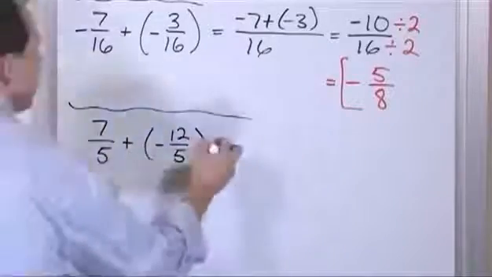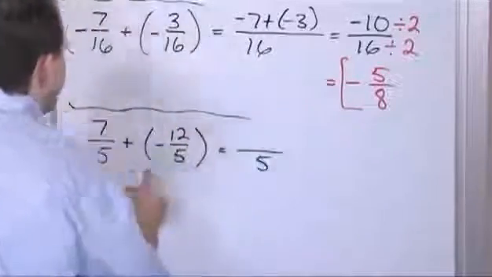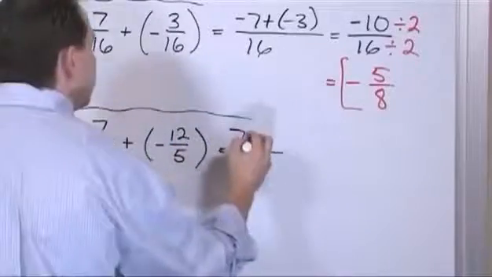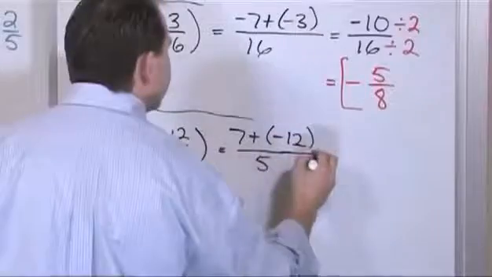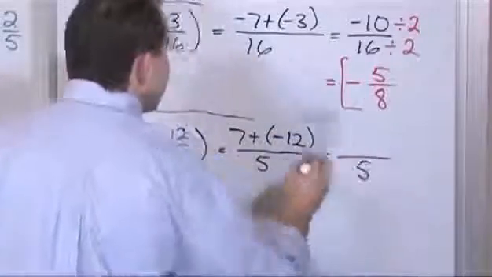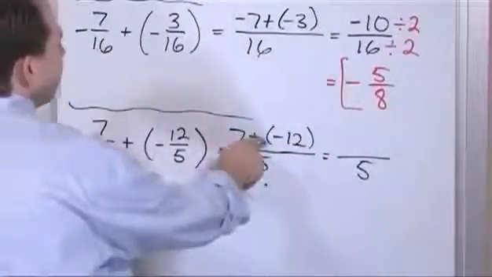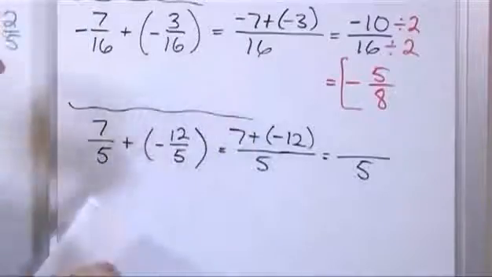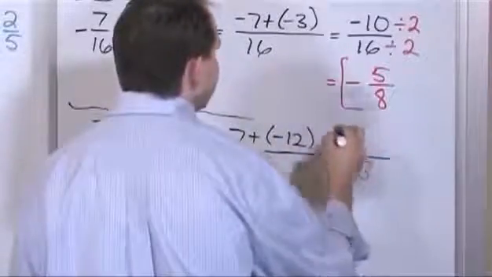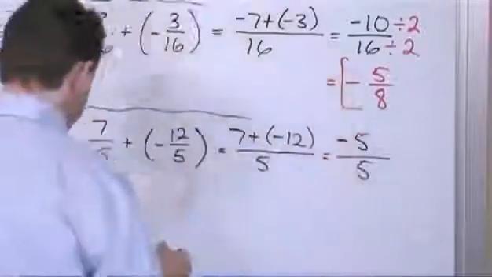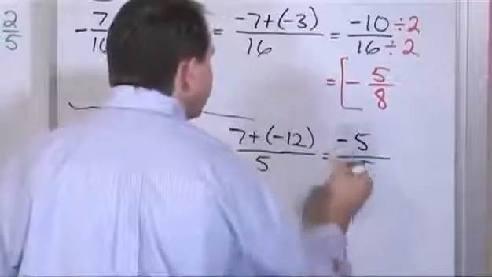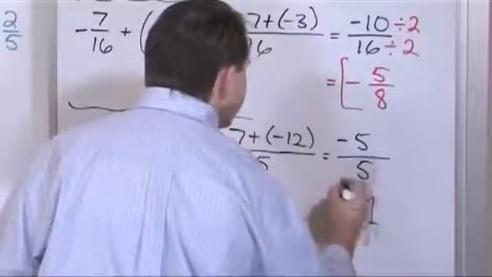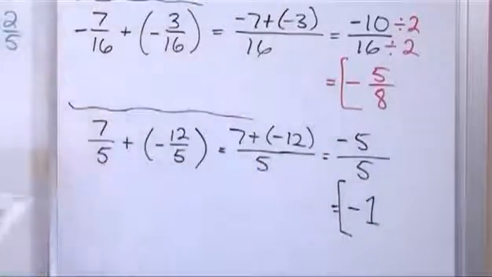Okay, denominator's the same, so we'll just keep it there. And in the top, we'll have 7 plus this negative 12, like this. And then the denominator will stay there. What is 7 plus a negative 12? You should be able to convince yourself there that that should be negative 5. Negative 5. And so what's 5 divided by 5? That's 1, but of course you have a negative here, so it's negative 1. So that's the final answer, negative 1.